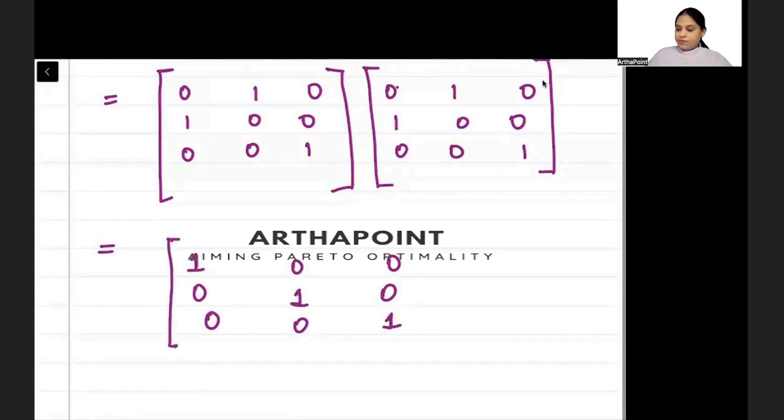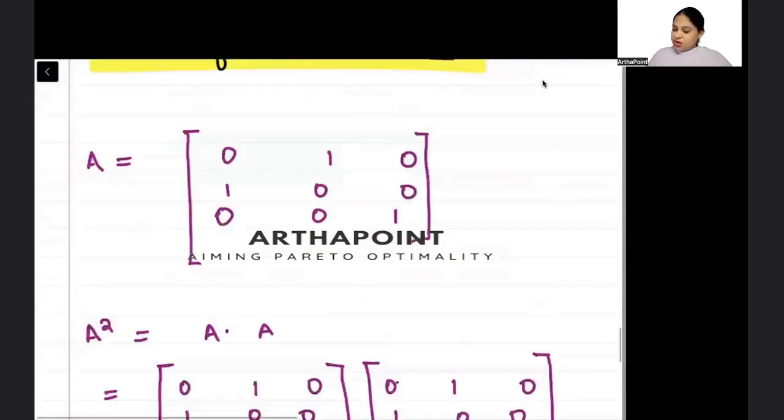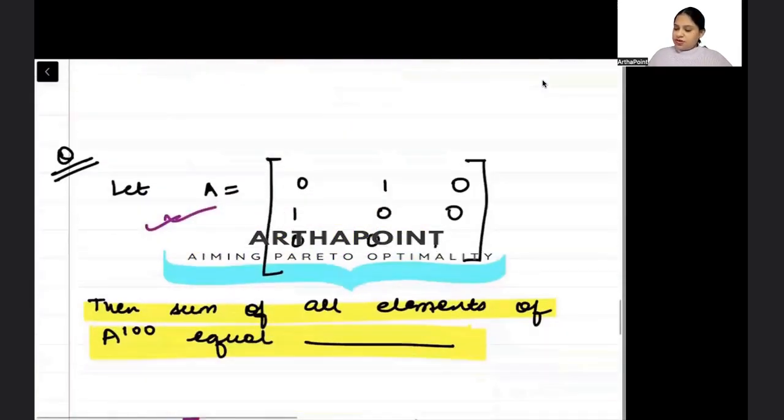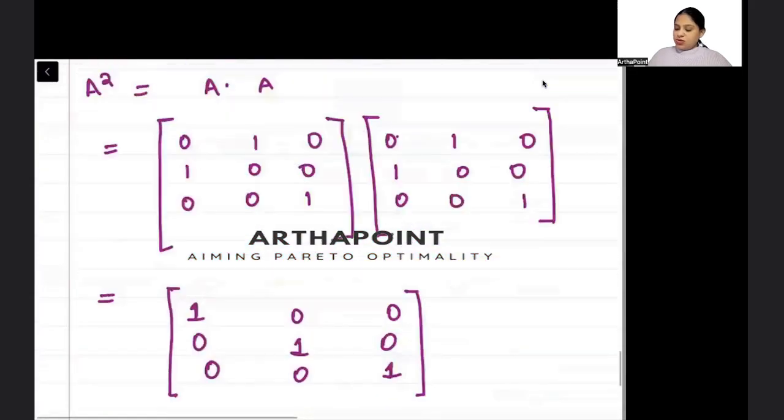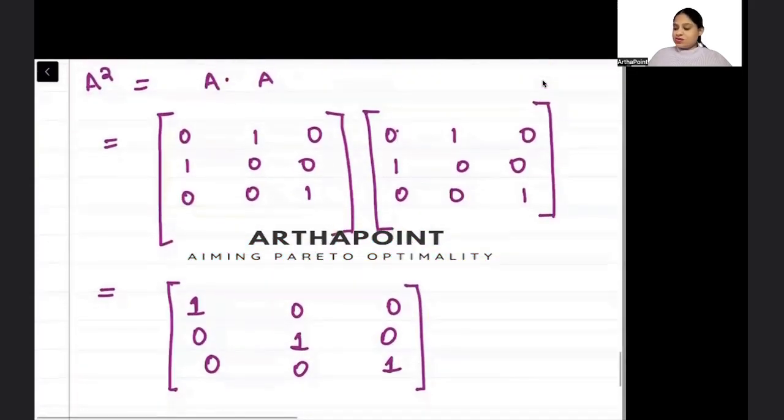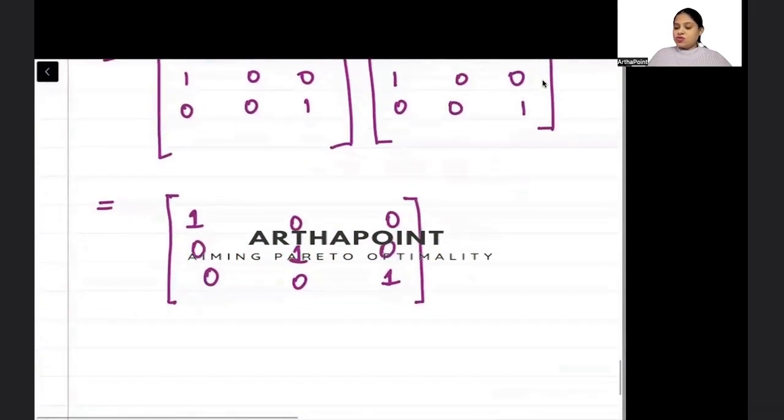राइट बेटा, ये A square आ रहा है. We are getting this as A square. Let me just check if I have written it correctly or not. 0 1 0, 1 0 0, 0 0 1. ठीक है, तो A square आ गया identity matrix: 1 0 0, 0 1 0, 0 0 1.